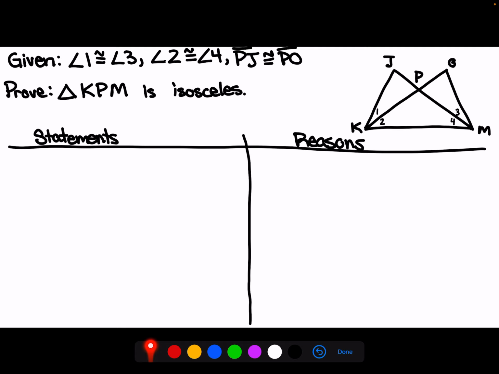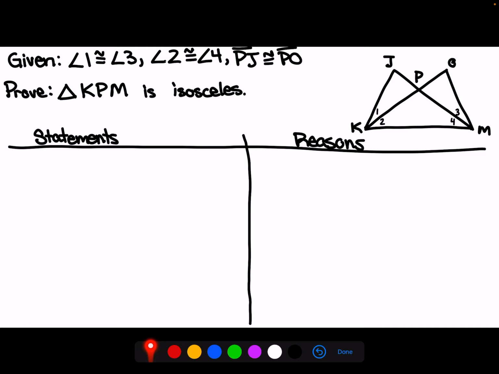We're given angle 1 is congruent to angle 3, angle 2 is congruent to angle 4, and PJ is congruent to PO. We want to prove triangle KPM is isosceles. So here's triangle KPM. If we want to prove that this is an isosceles triangle, that means that we need to prove that at least two sides of the triangle are congruent. Well, looking at this, I'd probably use PK and PM. If I can prove those two sides are congruent, then we have an isosceles triangle.